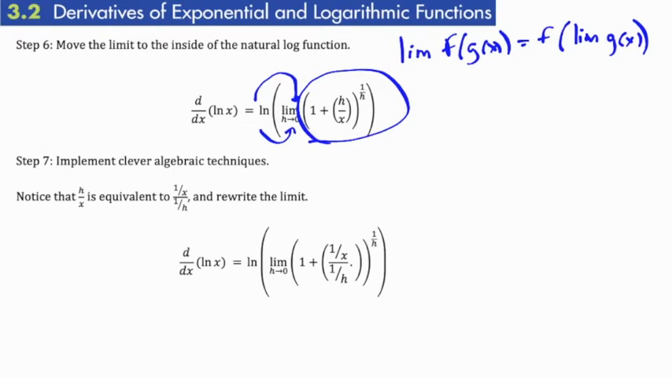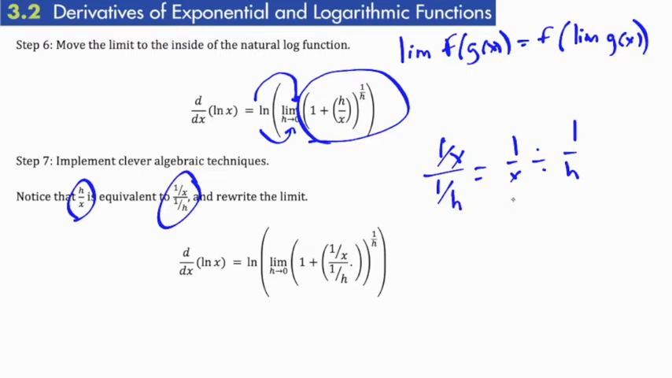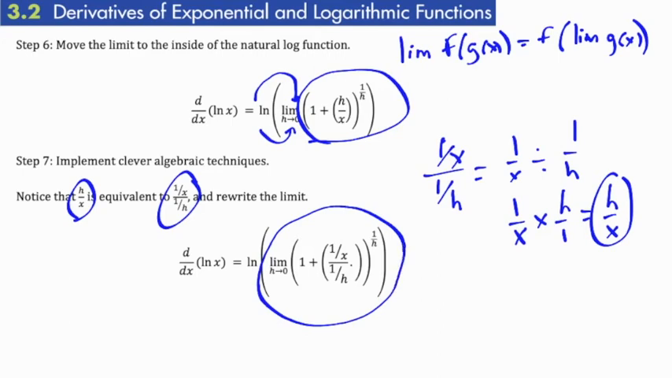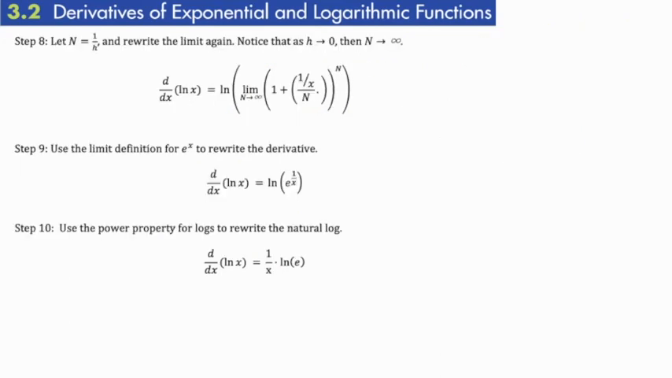We should recognize the format of this expression, but to help us even more, we're going to rewrite h over x as 1 over x over 1 over h. 1 over x over 1 over h is equal to 1 over x divided by 1 over h. And when you divide by a fraction, that's the same as multiplying by its reciprocal. So just to show you that 1 over x over 1 over h is the same as h over x. In doing that, we're getting closer and closer to rewriting this to look like our number e. So now we're going to say let n be equal to 1 over h. And now I can replace 1 over h with n.